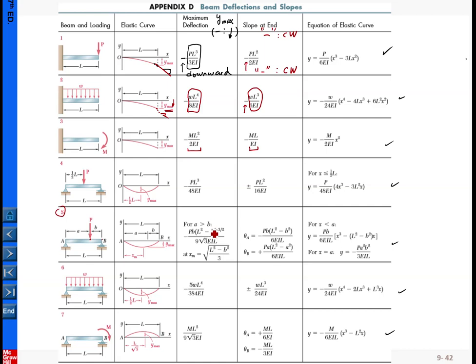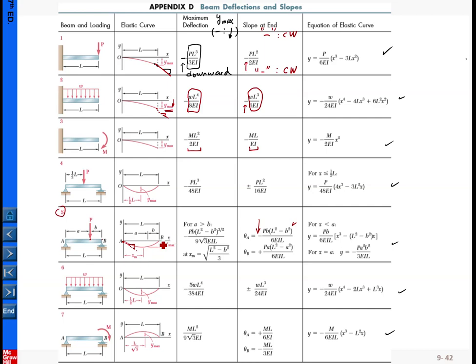So for this tabulated result, two values are listed: theta A and theta B. Theta A is the slope at A here. Let me say A is here. If you draw the tangent line, this is the slope, and it is given by this one. Again, this is the minus sign. Minus sign means the inclination of the slope is rotated clockwise.